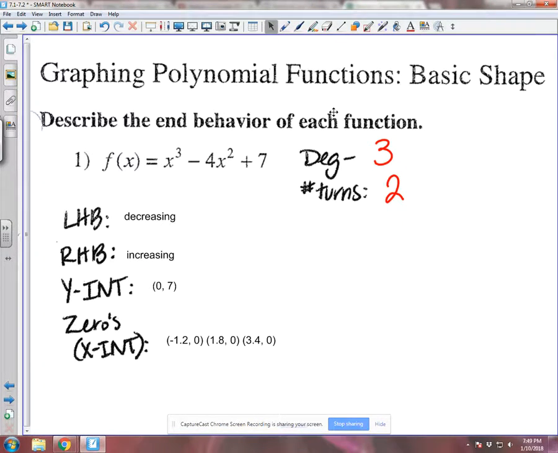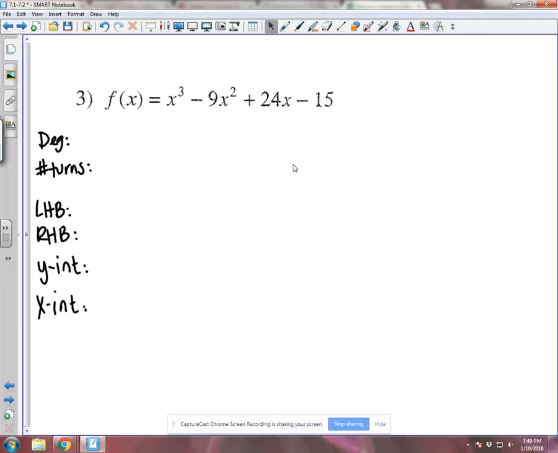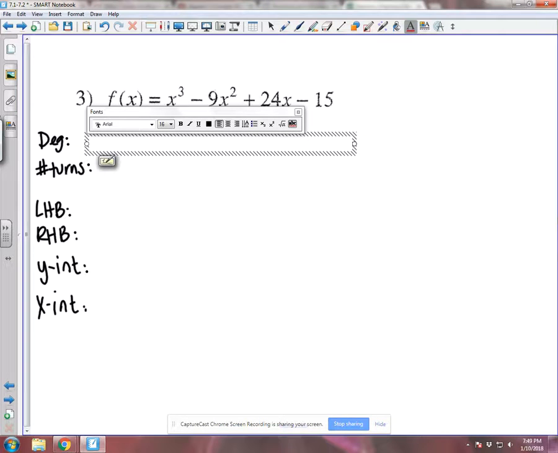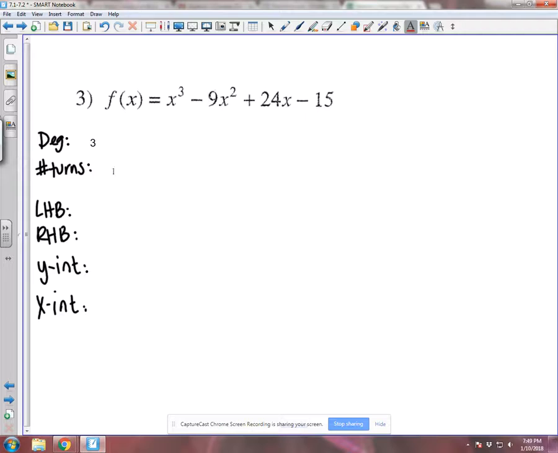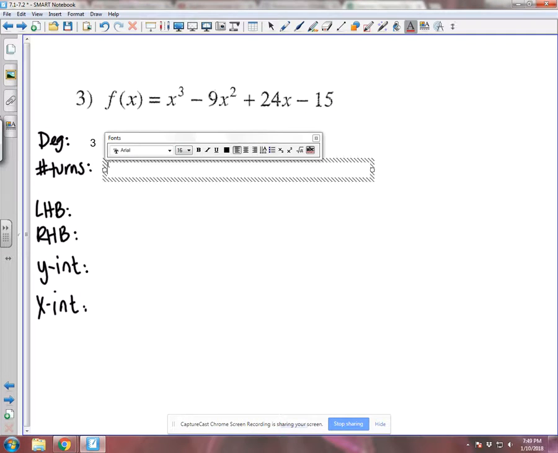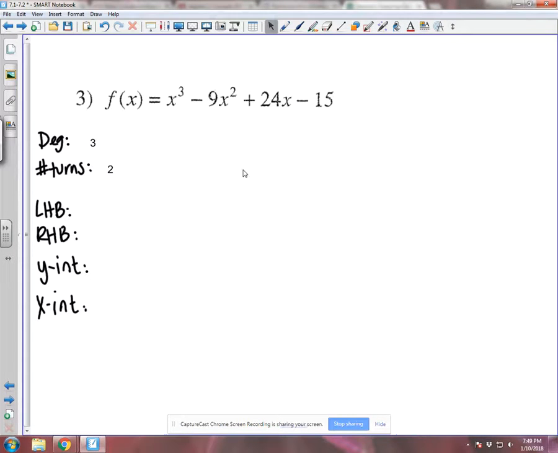Okay, let's go on, and I'm going to kind of jump around a little bit here, so let's go to number 3 next. Notice I have the same questions over here. I can do the degree before I even start. The degree is the highest exponent. Then I have my number of turns. The number of turns is the degree minus 1. So my degree is 3, and in my turns, there should be 2 turns on this graph.